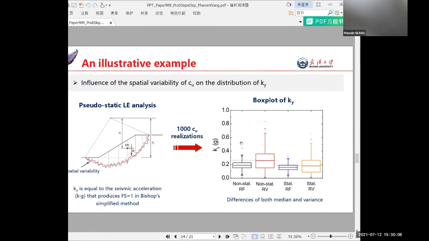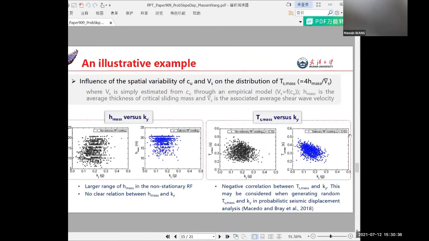Also, the random field model results in smaller median value of KY than the random variable models. On the other hand, we can see the general value of KY for the stationary models are smaller than the non-stationary models. Such difference of KY may result in different displacement distribution in the analysis.